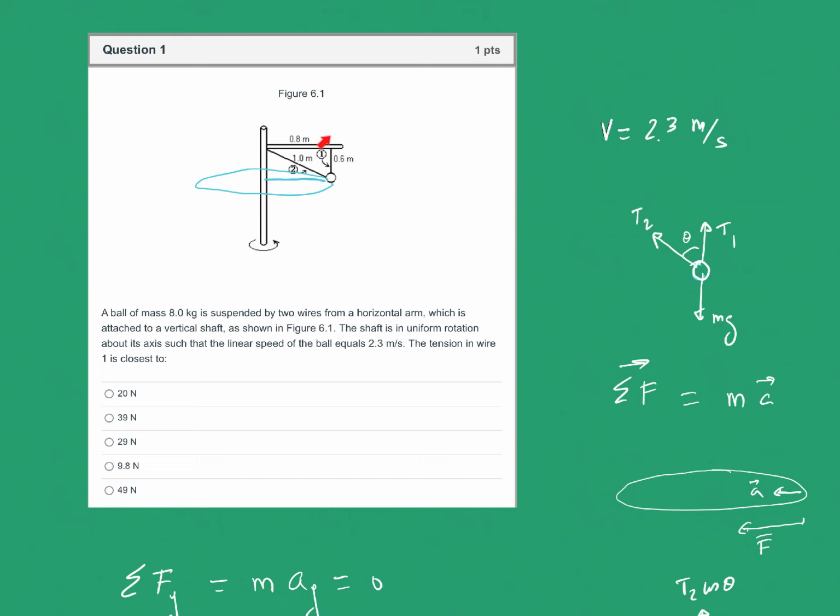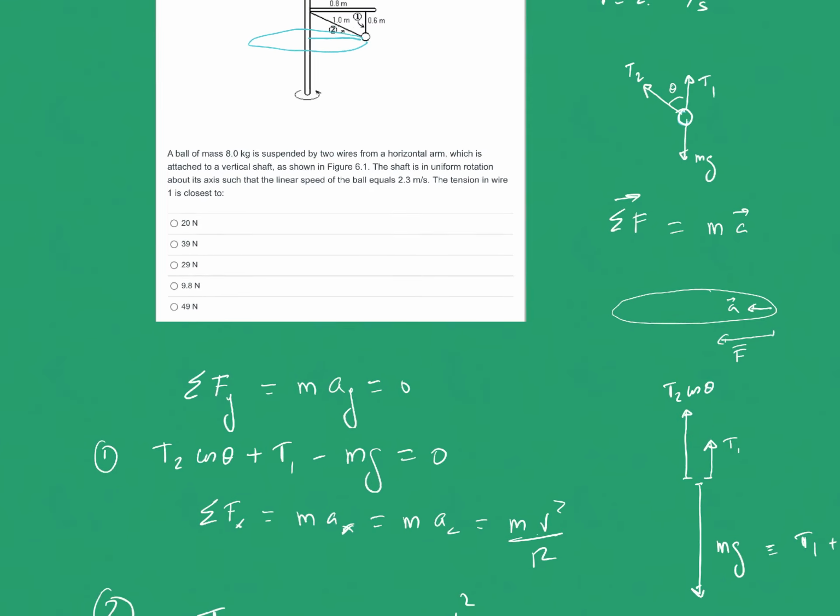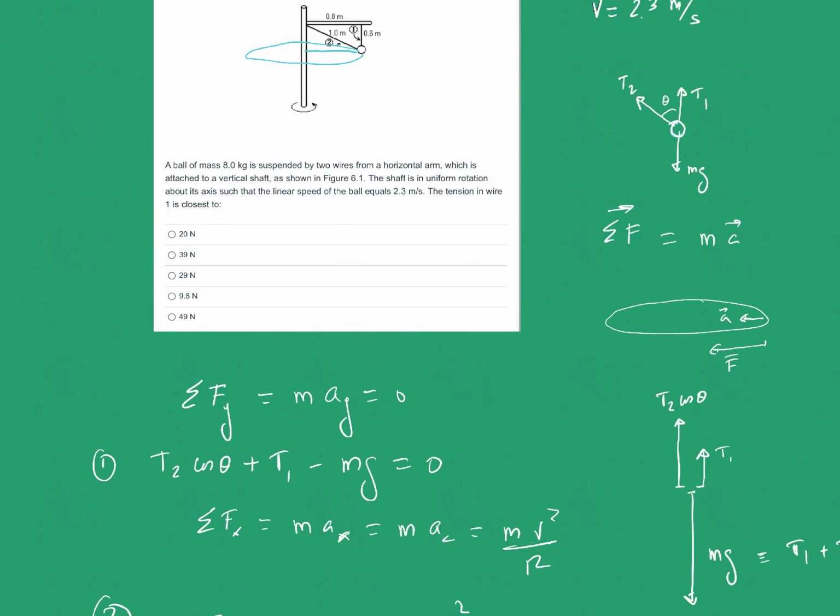So let's apply Newton's law. We choose the y direction, this direction, and the x direction, this direction. The acceleration is in the x direction going inwards to the center. If we choose the y-axis, the vertical axis, the sum of all the forces is the mass times the acceleration. But the acceleration in the y direction is 0 because the object maintains its plane of rotation constant. It's not accelerating up, and not accelerating downwards. Its change in the y velocity is 0.